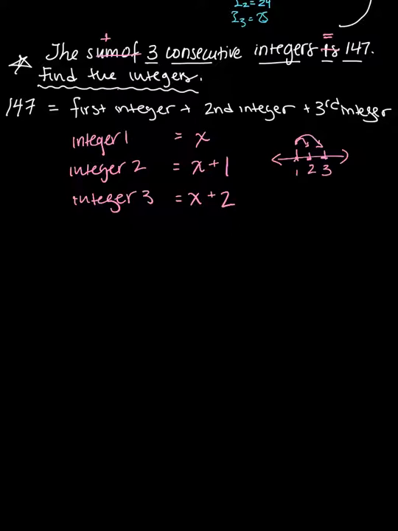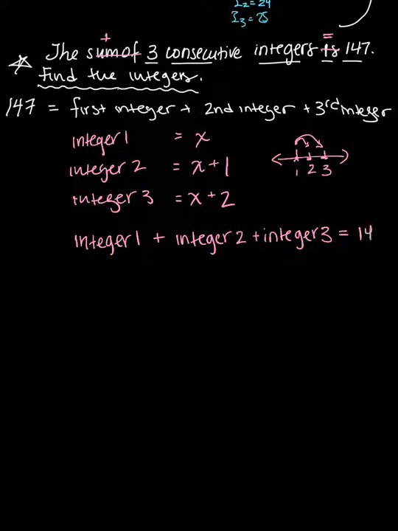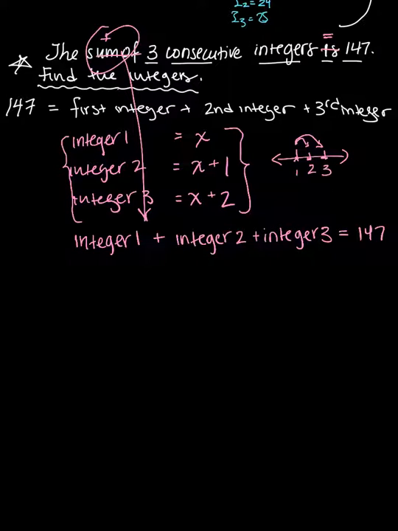Now, am I multiplying? I'm adding the sum of integer 1, integer 2, and integer 3, and these have to equal 147. I just walked you through this. Sum, which gave me my addition, of 3 consecutive integers, which we determined was x, x plus 1, and x plus 2, and I'm adding all of these up, or integer 1, integer 2, and integer 3, and the total has to equal, right up here, 147.